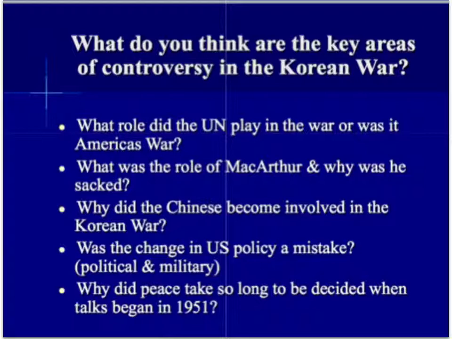What role did the UN play in the war? Or was it America's war? What was the role of General MacArthur, and why was he sacked? Why did the Chinese become involved in the Korean War? Was the change in US policy a mistake? Why did peace take so long to be decided when talks began in 1951?